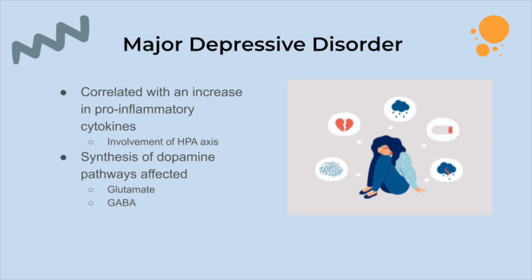In addition, prolonged HPA axis activation impacts the trafficking of monocytes from the spleen. Hence, imbalance in one system can affect other systems. Depression can also affect other pathways that are related to the synthesis of dopamine, including glutamate and GABA pathways. Certain types of gut bacteria can break down GABA, resulting in changes in brain function and behavior.